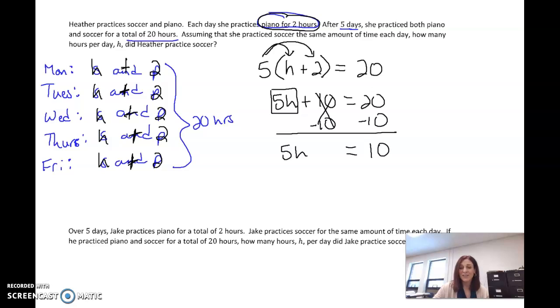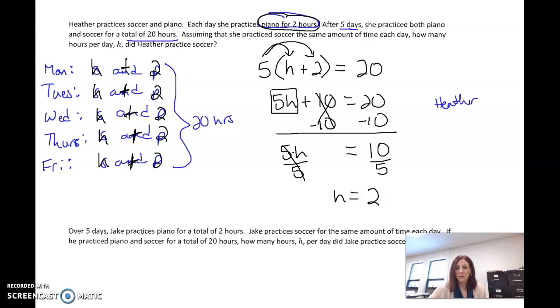Now at this point you can say 5 times what number equals 10. You can undo this multiplication by dividing. Again, whatever we do to one side, do to the other. 5 divided by 5 is 1H, and 10 divided by 5 is 2. Okay, so what does that mean?